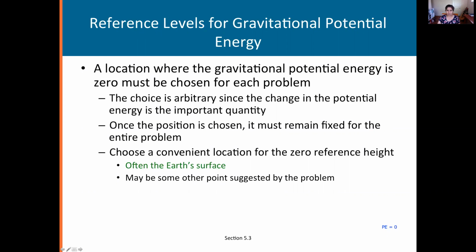So a location where the gravitational potential energy is 0 must be chosen for each problem. The choice is arbitrary, since it's the change in potential energy that we are most interested in. Once the position is chosen, it must remain fixed during the problem. Choose a convenient location for the 0 reference height, often the Earth's surface, but sometimes it may be some other point.